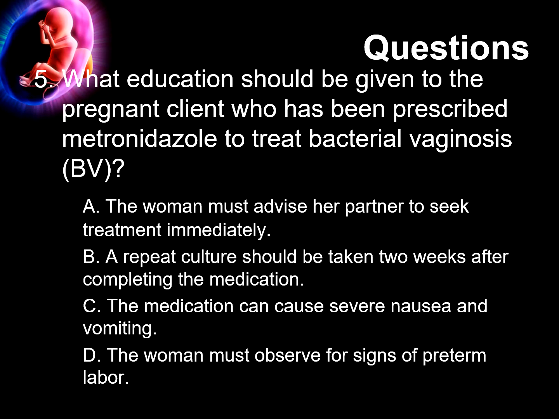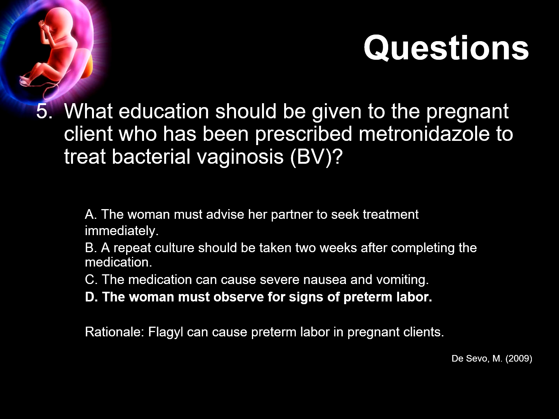And what education should be given to the pregnant client who has been prescribed metronidazole to treat bacterial vaginosis, or BV? A, the woman must advise her partner to seek treatment immediately. B, a repeat culture should be taken 2 weeks after completing the medication. C, the medication can cause severe nausea and vomiting. Or D, the woman must observe for signs of preterm labor. And the correct answer is D, the woman must observe for signs of preterm labor. The rationale is that Flagyl can cause preterm labor in pregnant clients.